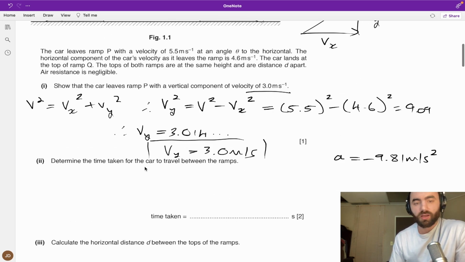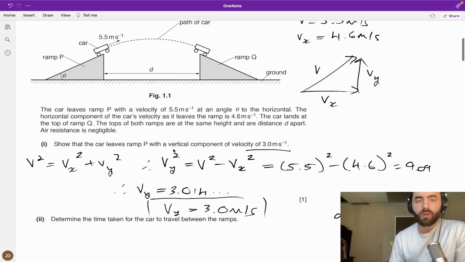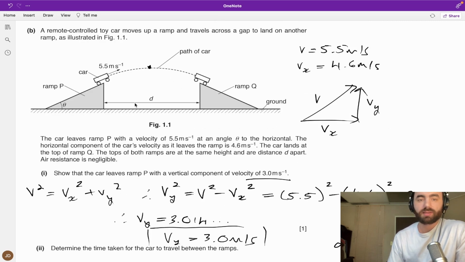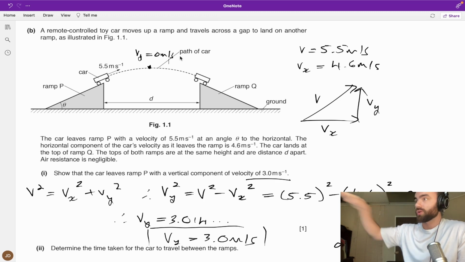If we want to determine the time taken for the car to travel between the ramps, we could find the time taken to get to the center, because at the center its vertical component of velocity will be 0, right? As it's moving up, its vertical component of velocity will be decreasing as time progresses, because it has an acceleration acting on it vertically down due to gravity. So at the top here, the vertical component of our velocity is 0 meters per second, because it's no longer moving up, it's only moving horizontally.